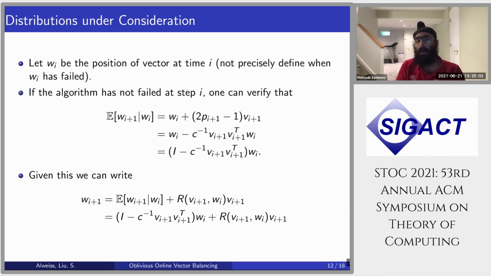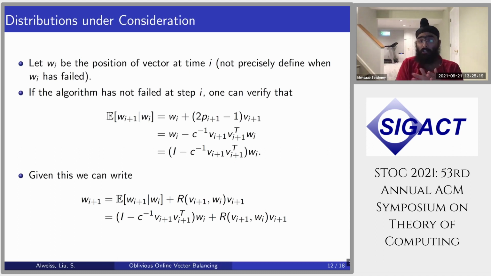So let Wi be the position of the partial sum at time i. So this is just the sum epsilon1 v1 plus epsilon2 v2 up to epsilon i vi. Note that the algorithm fails sometimes, so I'm going to sweep that under the rug. I'll explain how to deal with that.